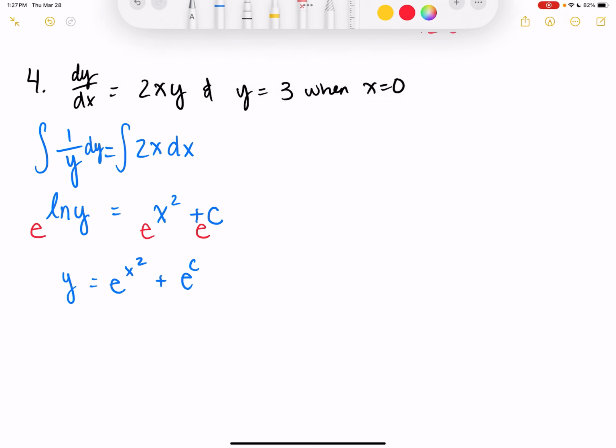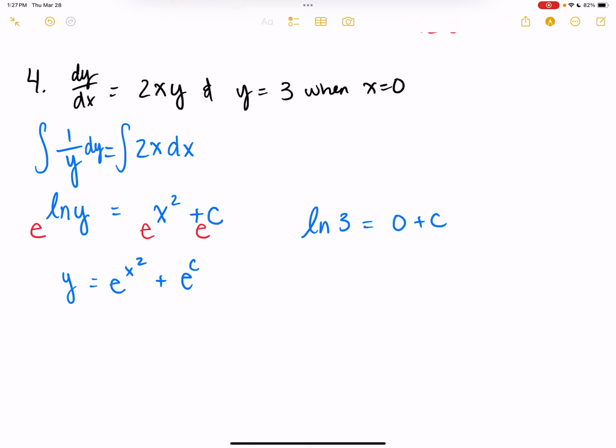It doesn't matter. So the ln of 3 is equal to 0 plus c. And you're going to notice this one isn't necessarily quite as pretty. So we'll need our calculator to find the ln of c.